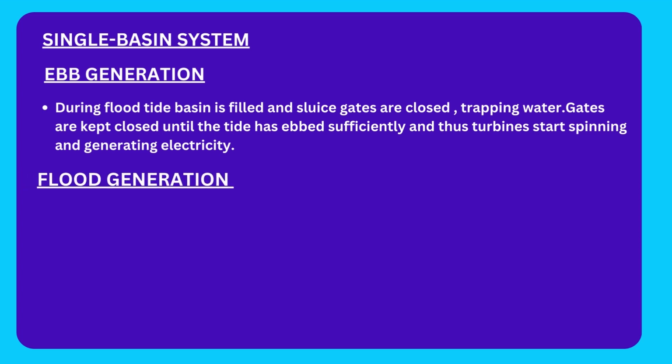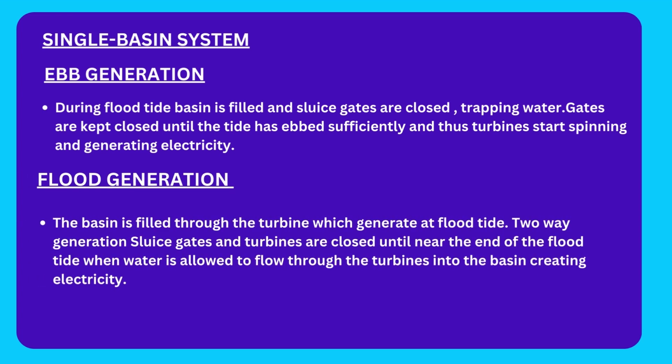During flood generation, the basin is filled through the turbine, which generates at flood tide. In two-way generation, sluice gates and turbine are closed until near the end of the flood tide, when water is allowed to flow through the turbines into the basin, creating electricity.